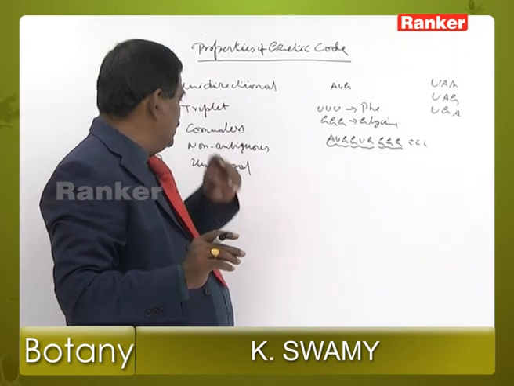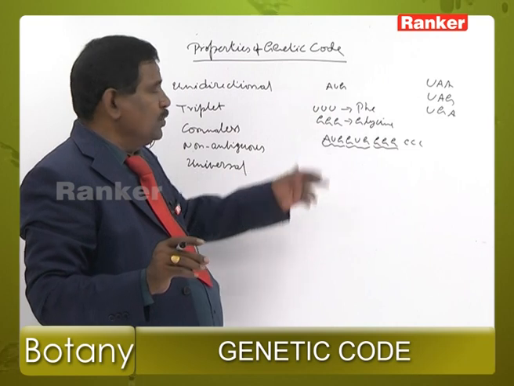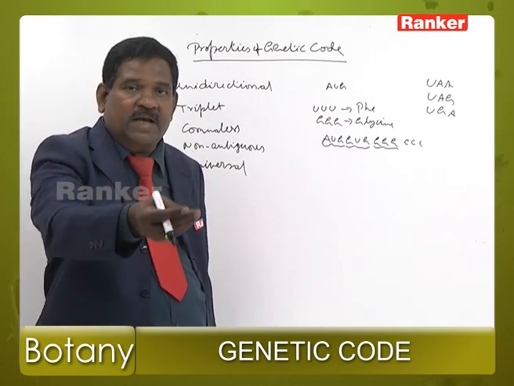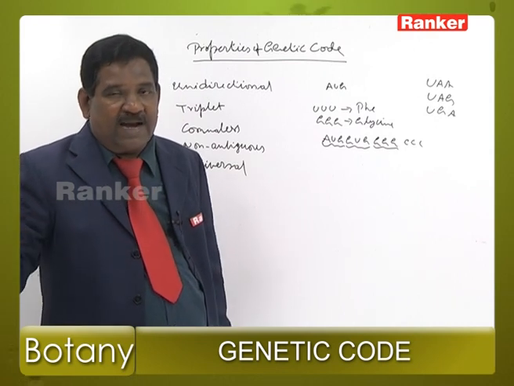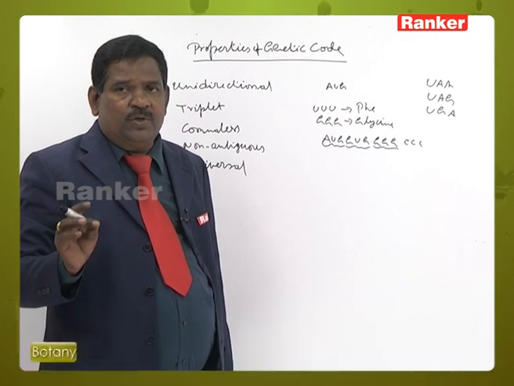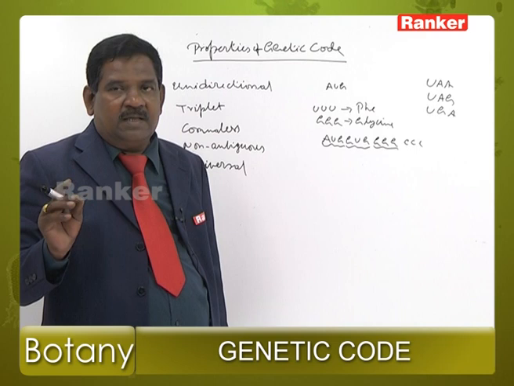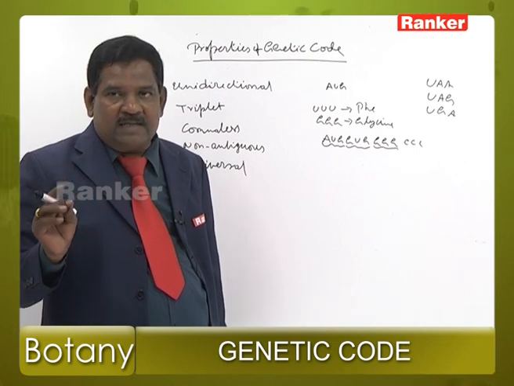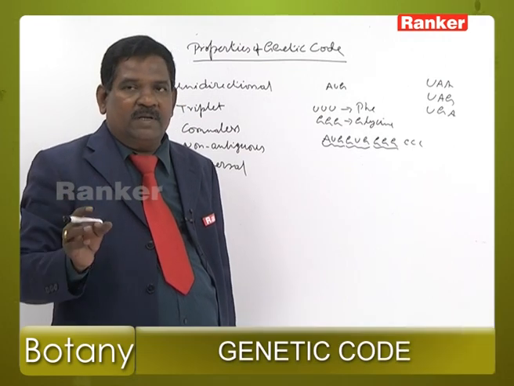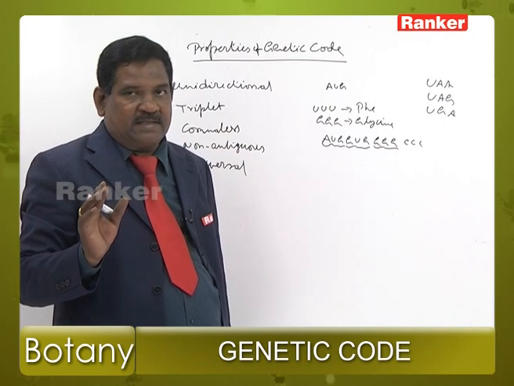Code is universal. UUU recognizes phenylalanine in prokaryotes, in bacteria, in man, in plants, in any organism. UUU recognizes phenylalanine only. That means one codon recognizes one type of amino acid in any organism. But there are some exceptional cases, very few exceptional cases.